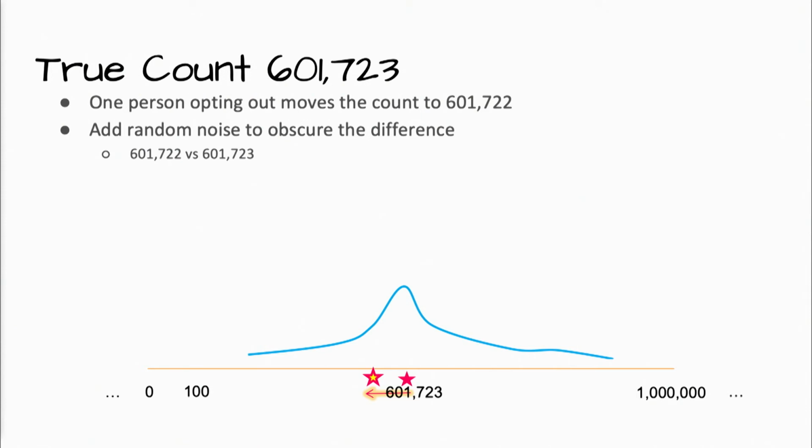So this is the probability distribution on outputs when I add my random noise starting at 601,723, the full count. And this might be my probability distribution if I were to have added noise to the diminished count, 601,722. So that's the opt-out business. And the intuition in this picture is supposed to be that the probabilities are fairly close for any particular value.